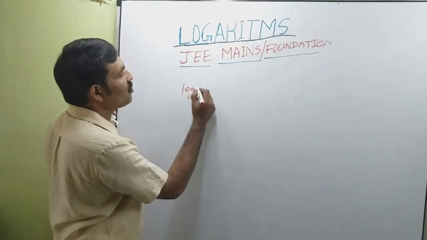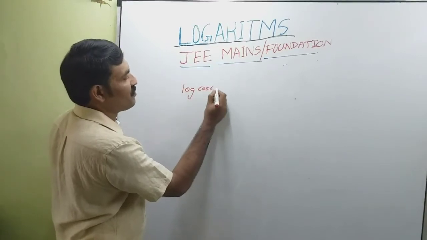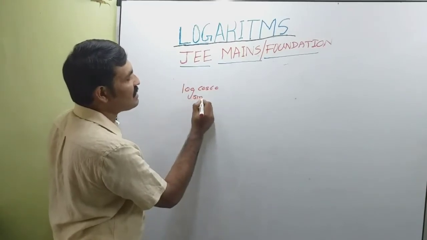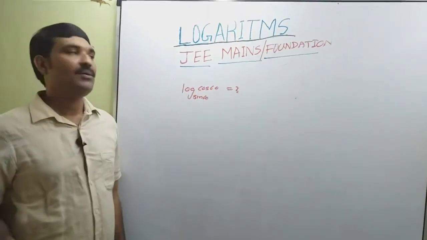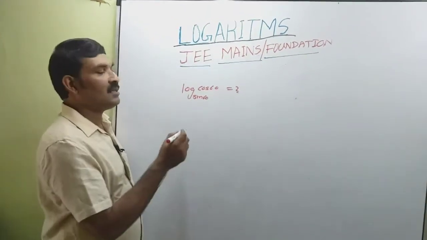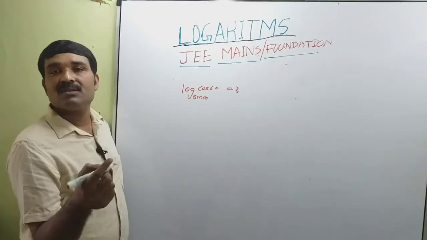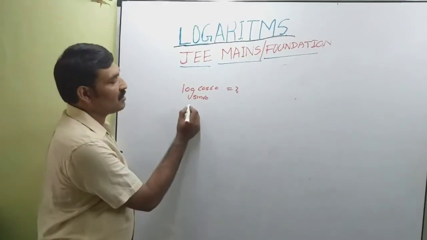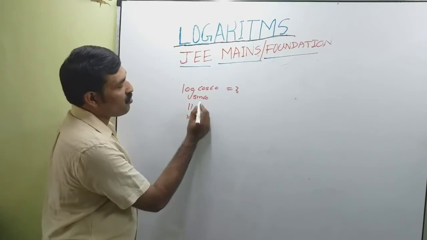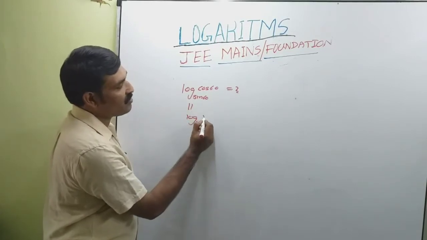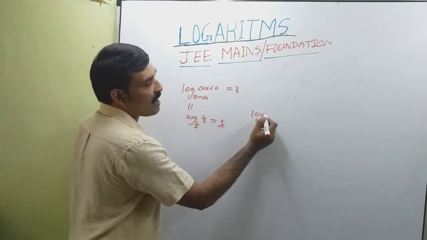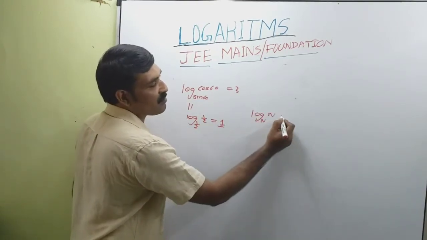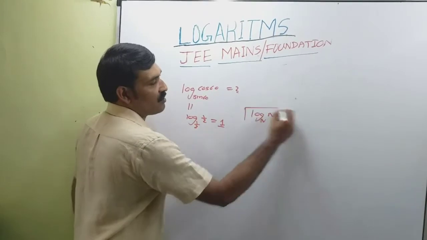Log of cos 60 to the base sin 60 is equal to what? The value of cos 60 is 1 by 2, and sin 60 also is taken as 1 by 2. So this implies log of 1 by 2 to the base 1 by 2. This is equal to 1, since log of any number to the base of the same number is equal to 1.